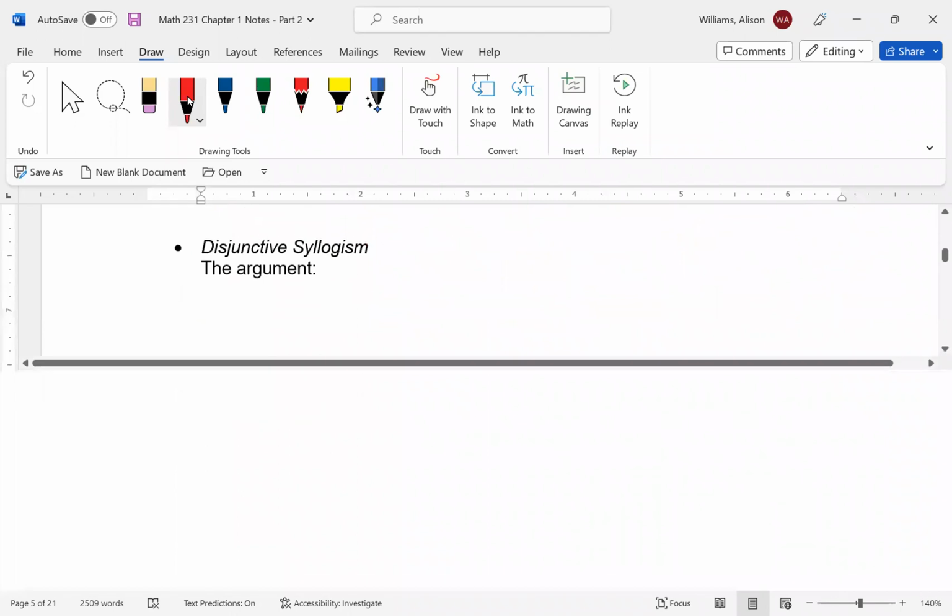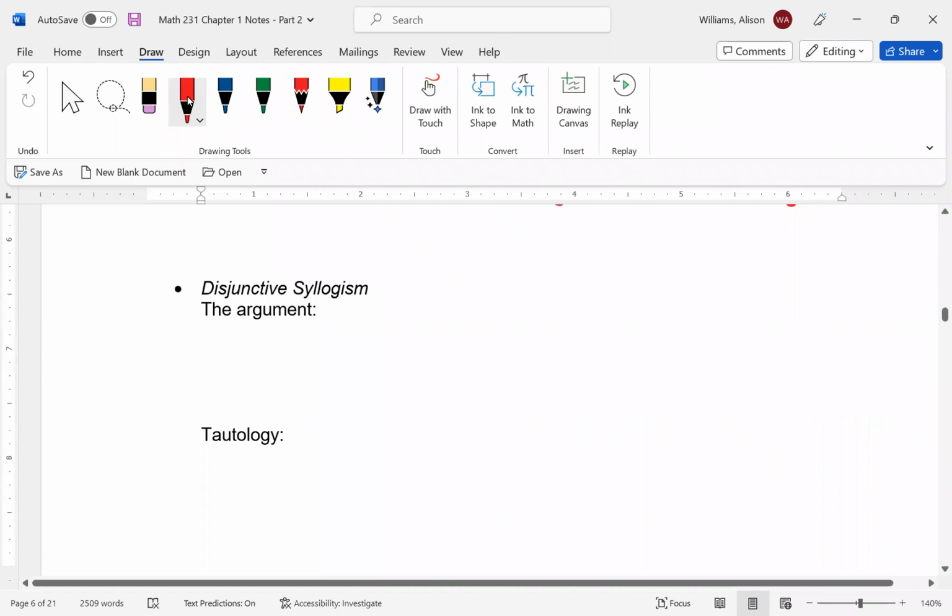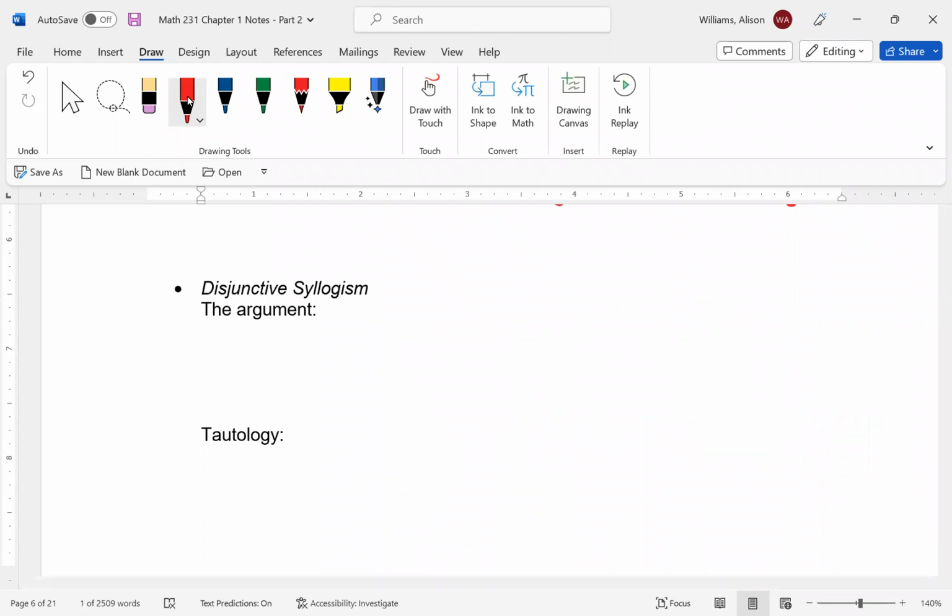All right. Oops, sorry, bumped the board there. Disjunctive syllogism. Okay, so for this one, we're going to have an or statement. So P or Q. And I tell you, not P. So we would conclude then that Q happens. It's the idea that we have this or statement, and then I'm going to tell you that one of them is not going to happen.